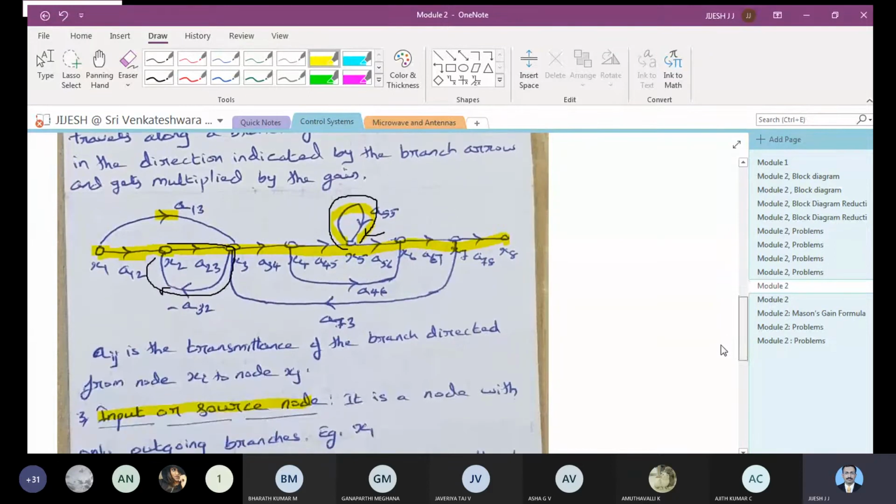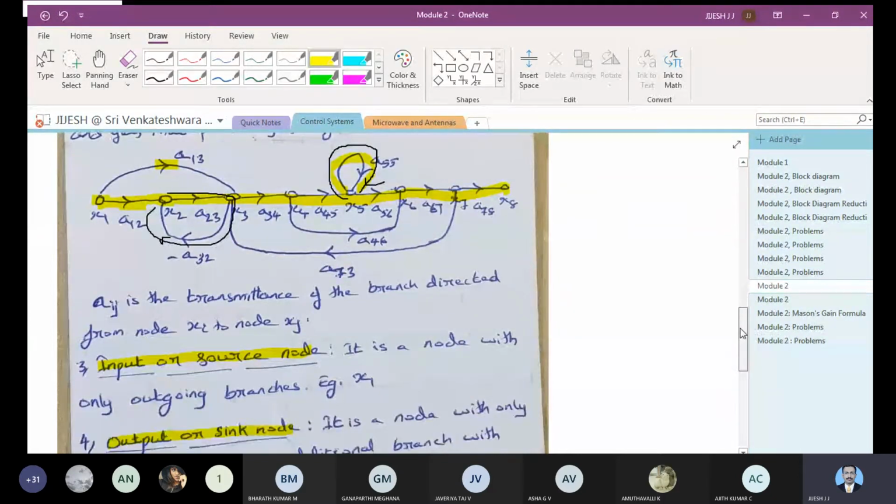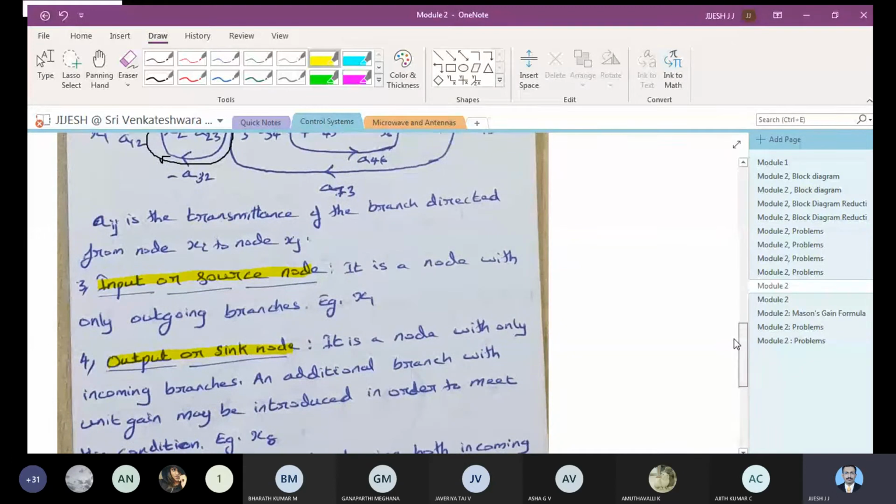The starting node, where all the branches move outwards towards the other nodes, you call it the input. And if you have an output node where the branches point towards the node, then you call it an output node or sink node. The input is called the source node. So these things we discussed in yesterday's class.